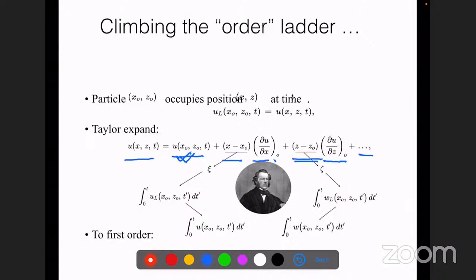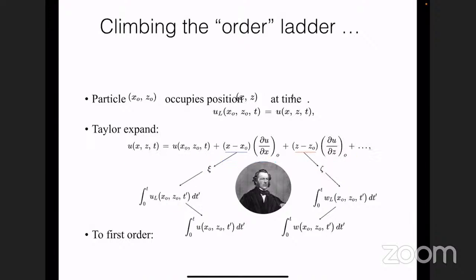Now this x minus x naught is nothing but xi, the Lagrangian deviation. And similarly, z minus z naught is again the Lagrangian deviation zeta. And what is xi and what is zeta? We just worked it out, right? Xi would be the fluid velocity evaluated at x naught, z naught, t prime, integrated all the way from 0 to t. So if you would have started from the initial location and moved with exactly that same velocity in a time interval t, if the amplitude of the wave is small, xi would be that velocity integrated over that window of time. And the same is true for zeta.